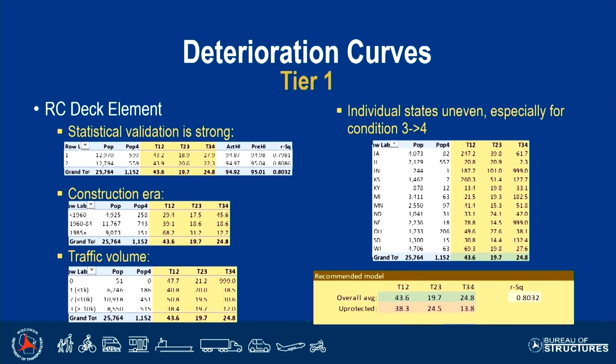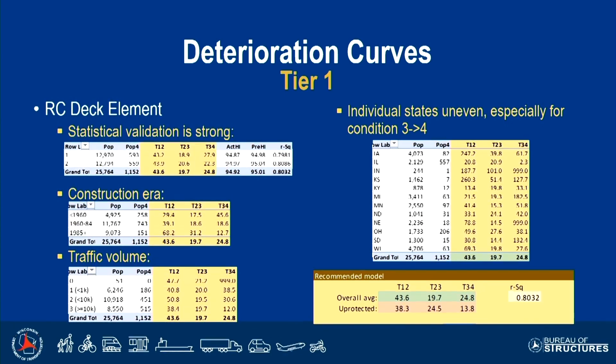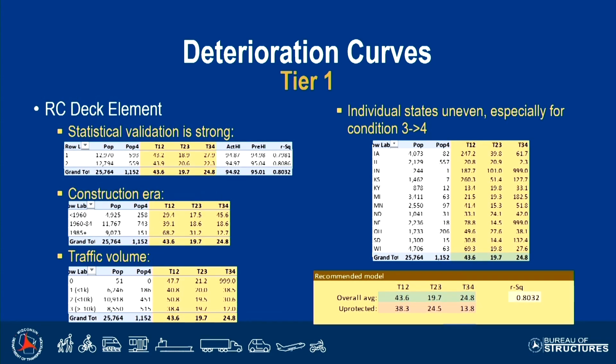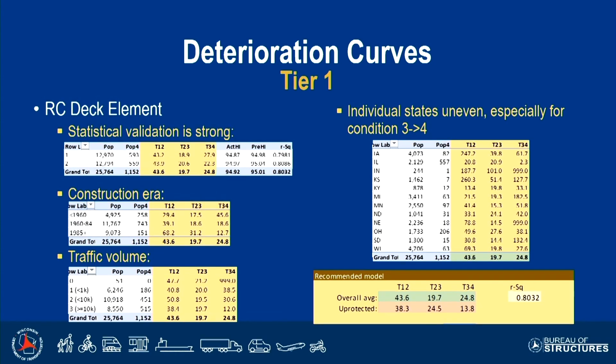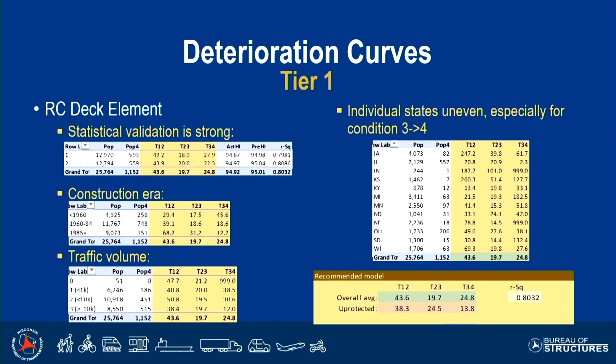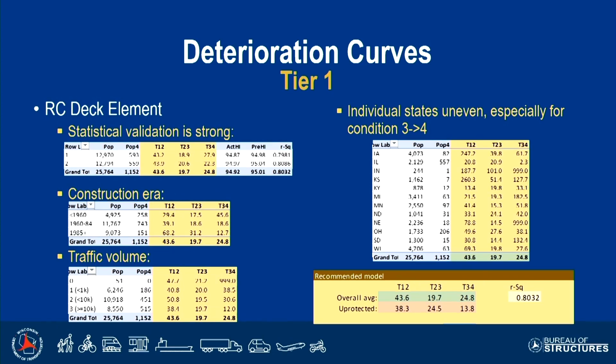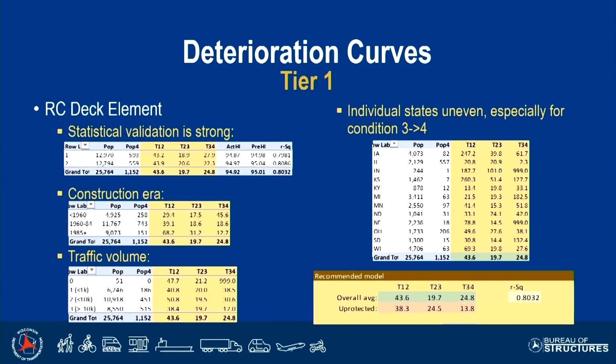So that first table in the upper left, that was just statistical validation to random sampling of the data set, just to make sure it was homogeneous, and it checked out for each of the models that we created. And then you can see a breakout of like by construction era, that was year built, and you can see the changes in the average transition times there. And then by traffic volume.